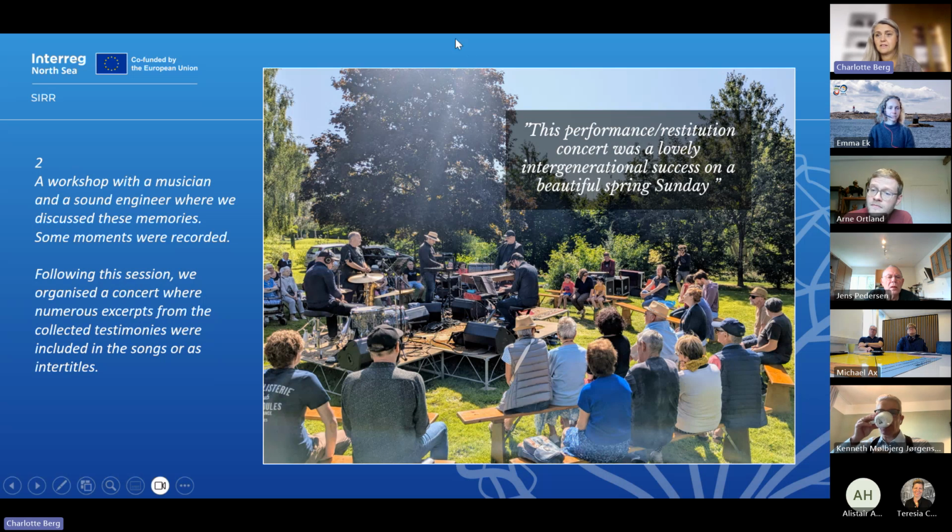And as he is stating, the performance or restitution concert was a lovely intergenerational success on a beautiful spring Sunday. And I think this is a great example when you use, as I was saying, different formats, and that way makes you reach out to new people who might not have connected to the hub before, and also presenting it in a bit unusual way.